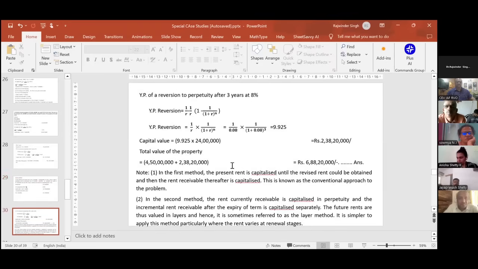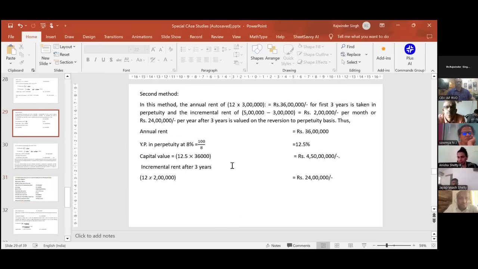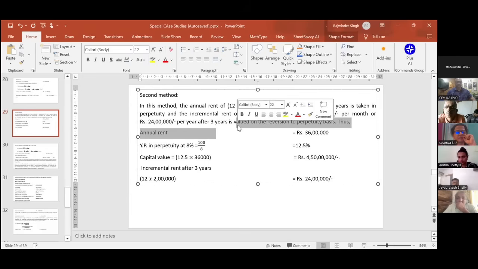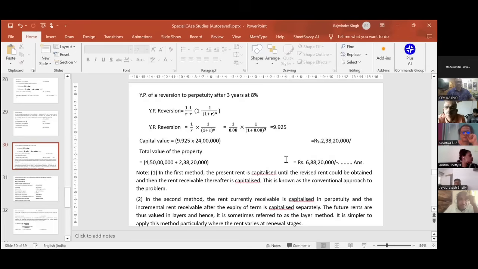Second method is also there. What we can do in the second method, first we calculate the annual rent for the first three years, taken as perpetuity. We assume it to be perpetual, and then the incremental rent of 2 lakh per month or 24 lakh thereafter for 3 years is valued on the reversion of the property. But do not confuse yourself. The first method is good for you. Of course, you will get the same result with both methods.